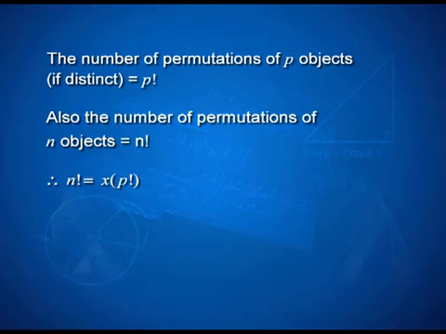So, putting this information together, n factorial must be equal to x times P factorial, which leads to the result that x, that is the number of permutations of n objects where P objects are of the same kind, must be equal to n factorial divided by P factorial. In general, the result also stays good.